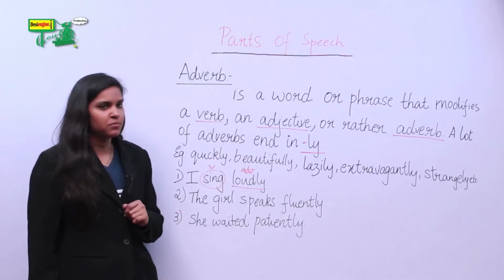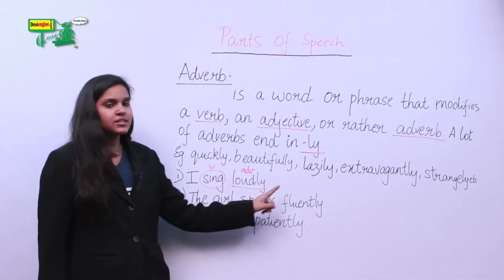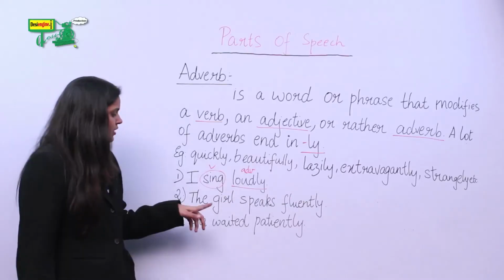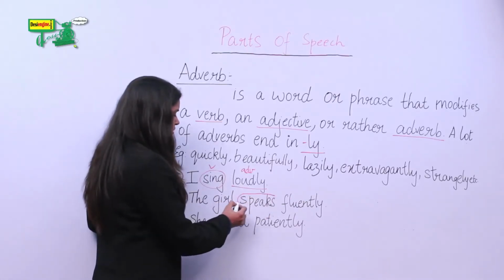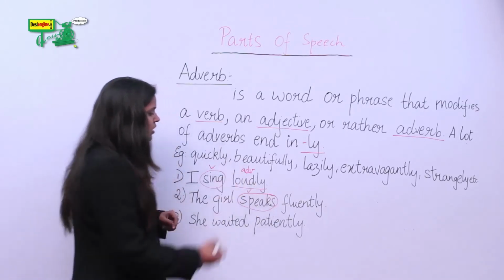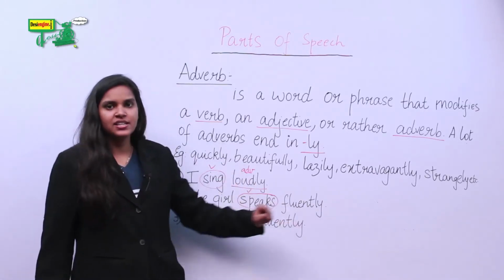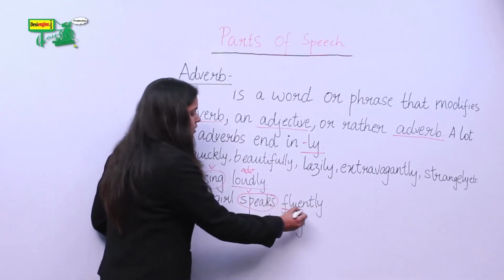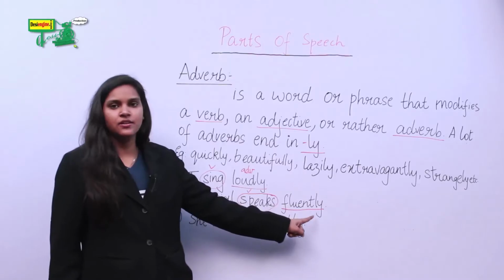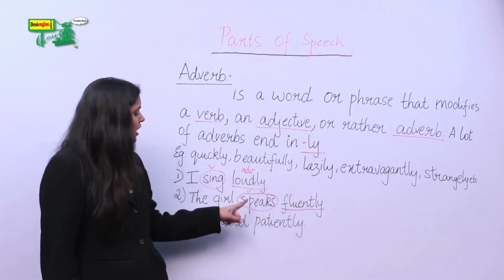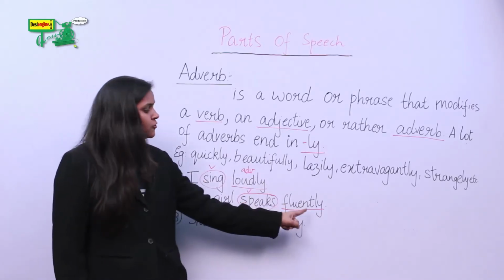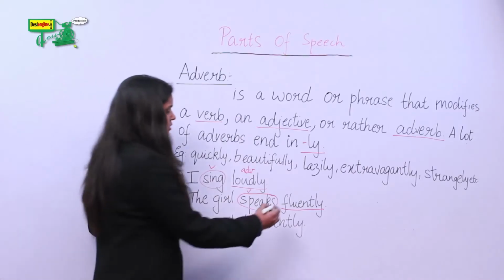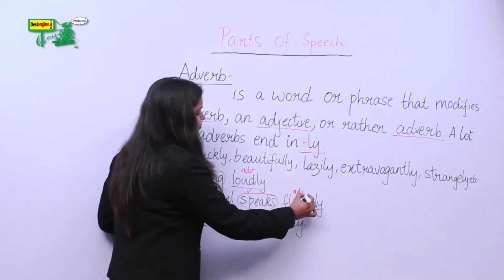Let's do another example. The girl speaks fluently. Here, our verb is speaks. And fluently is our adverb because it gives us additional information about the verb speaks. How does the person speak? Fluently. So this becomes our adverb.